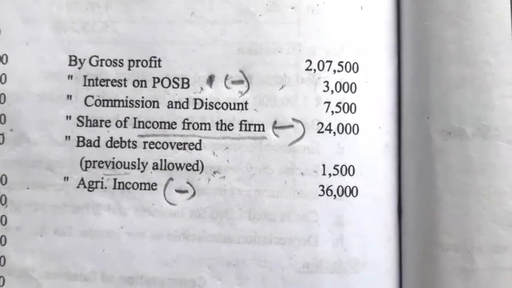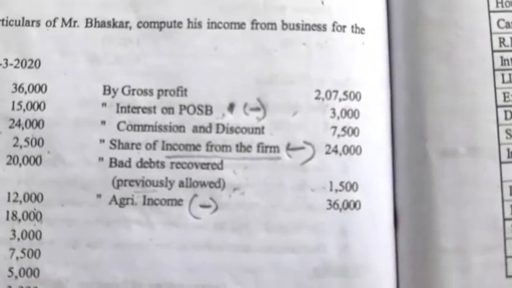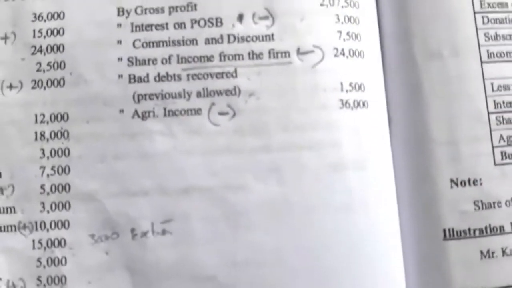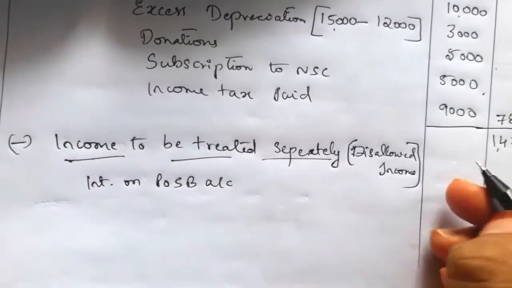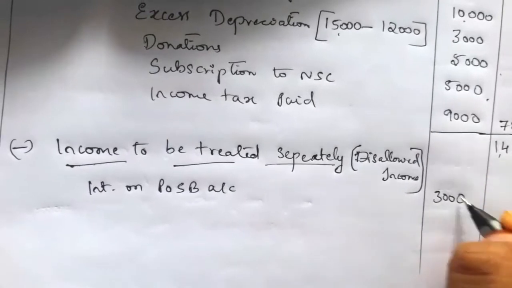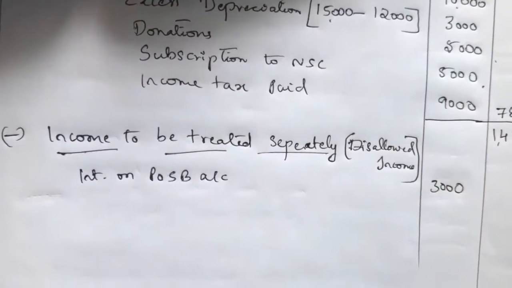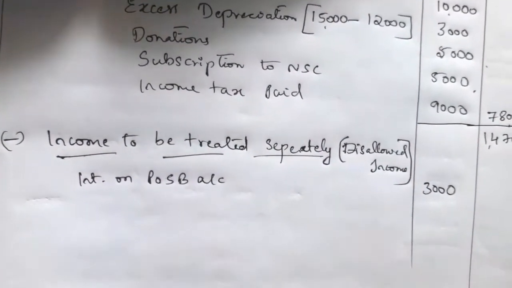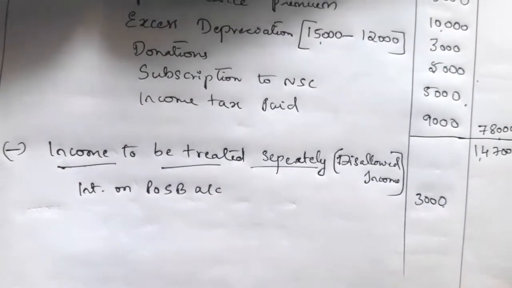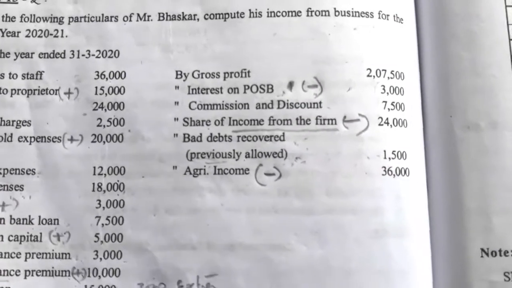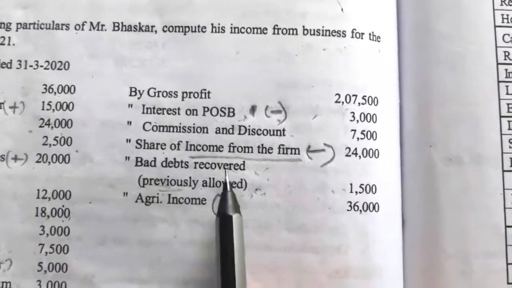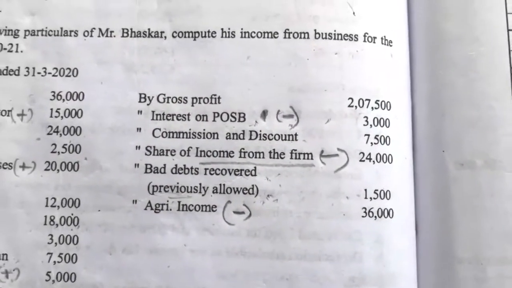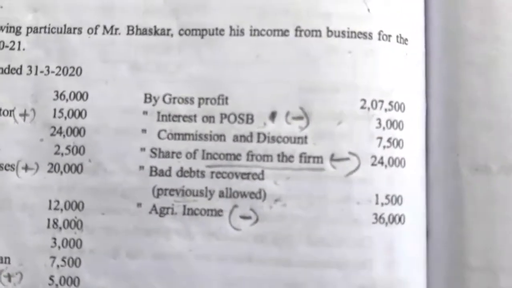The first one is interest on post office savings bank account. It is not relating to business, so we have to deduct. So that is 3,000. Interest on POSB account, 3,000 amount is disallowed. So here we have to take it as disallowed. Don't write exempt here. It should be cancelled from the profit and loss account, so it is disallowed. Next, commission and discount, it is allowed, so it should be there in the net profit, so don't make any effect.